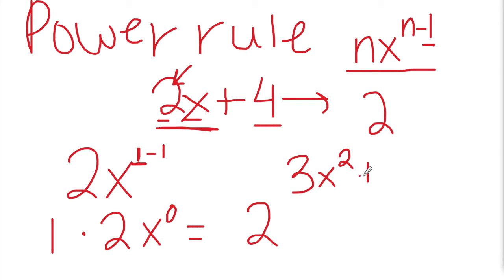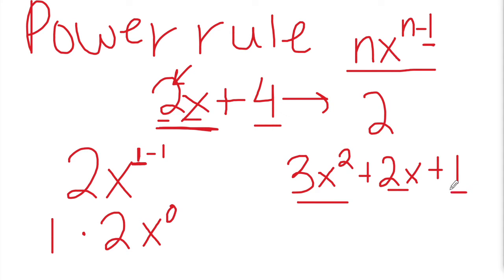Let's do a little harder one. 3x squared plus 2x plus 1. Now here, right off the bat, we have 2 powers and 1 constant. So we know that for sure. So that's pretty good. And any constant, as we've learned before, is going to go to 0. So that 1 is a constant, so therefore it will just go to 0. We don't need to worry about that.